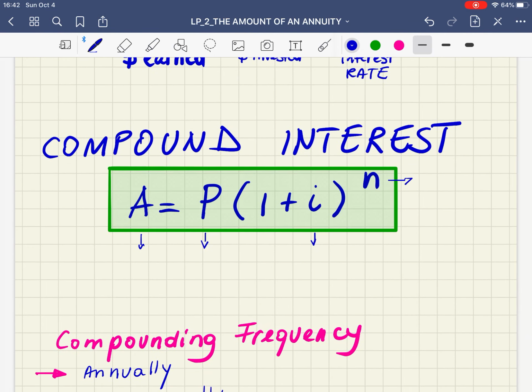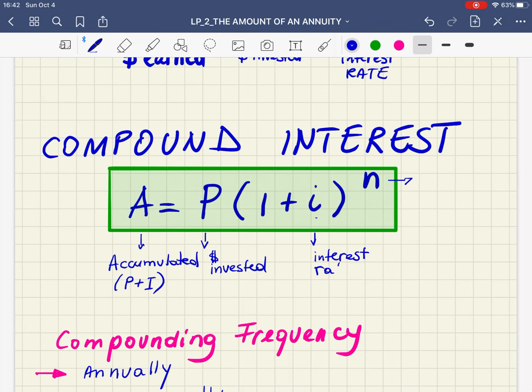In a compound interest formula, we have A equals P(1 plus i) to the power of n, and A indicates the accumulated amount of money, and that's where the letter A comes from, the word accumulated. And the accumulated amount of money is the principal you've invested and the interest earned together. P, as always, will represent the amount of money invested. i represents the interest rate.